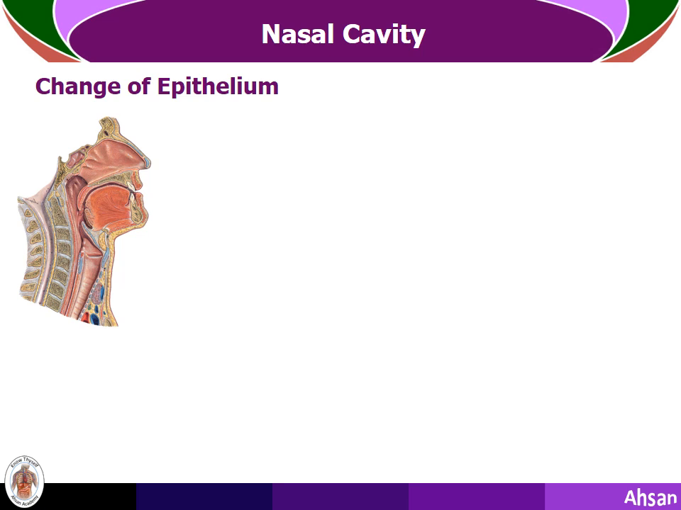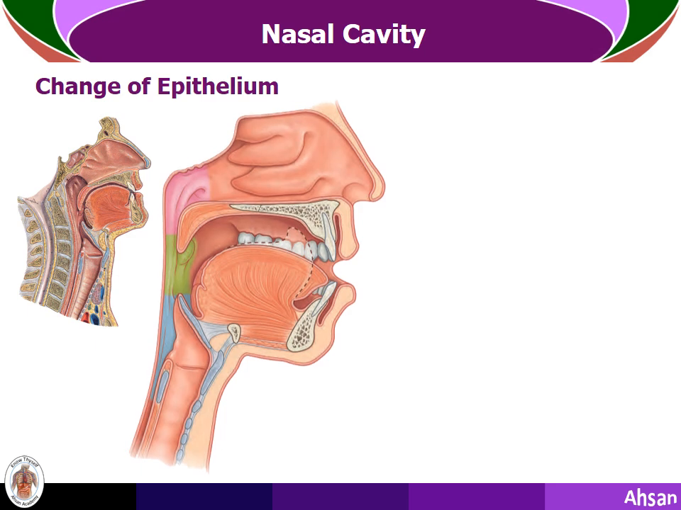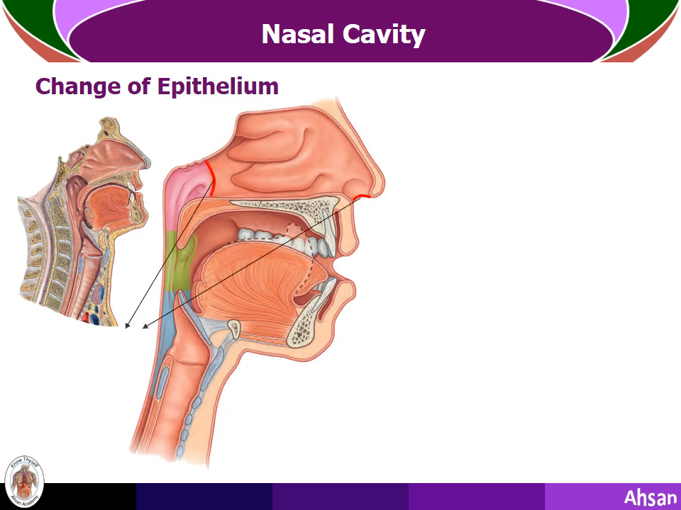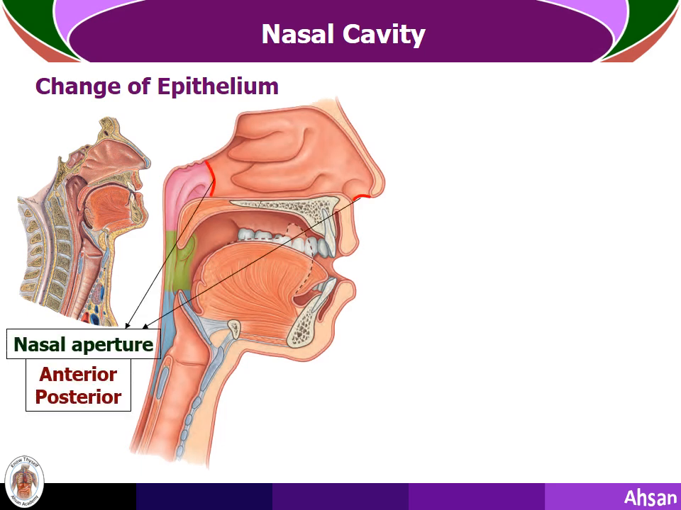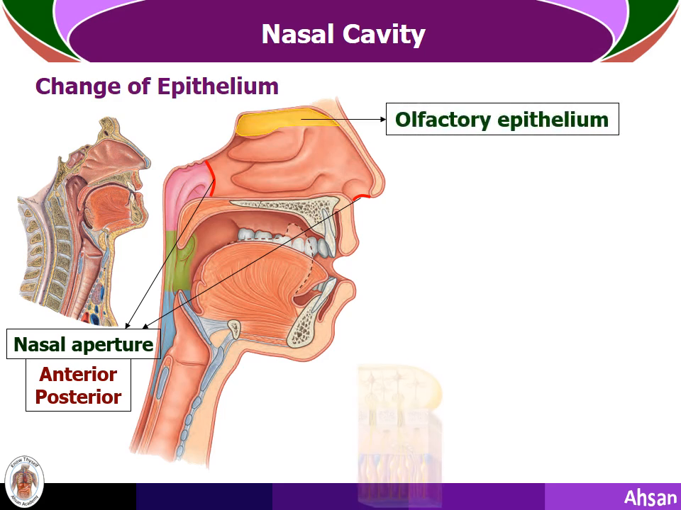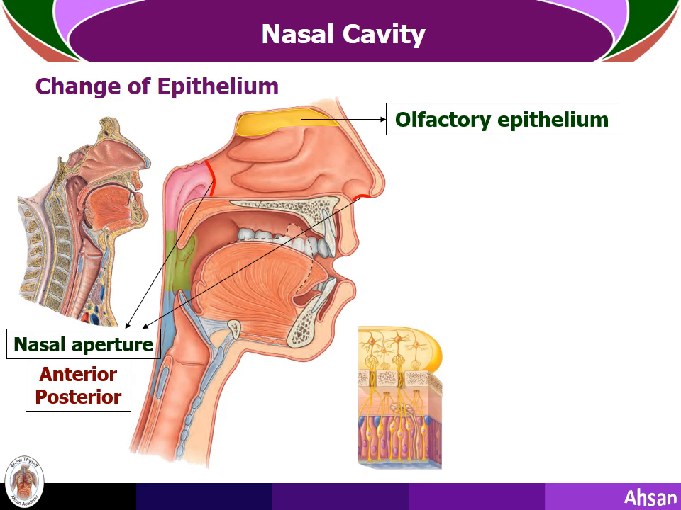Change of epithelium is observed in the nasal cavity. So in this figure, the two ends are shown, the two openings. In between this area is the nasal cavity. The yellow shaded area is the roof, and the part of the nasal septum that lies close to the roof is covered by the olfactory epithelium.